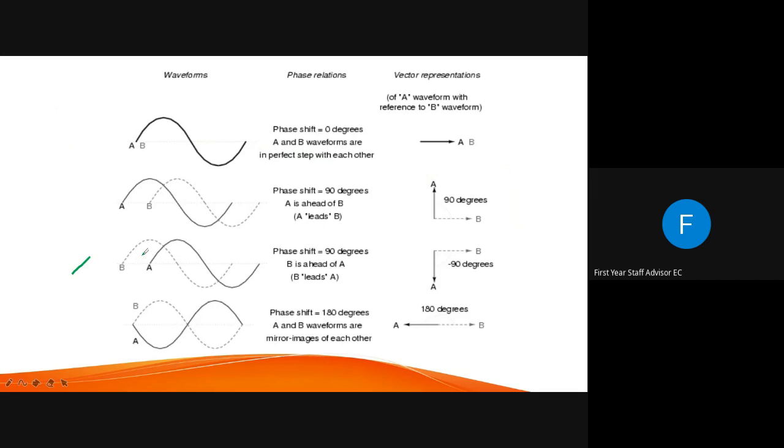And see the third diagram, here B is lagging, A is leading. Sorry, B is leading, A is lagging. So then you have to draw like this. And in the last diagram, the waveforms are completely out of phase. That means 180 degree phase shift is there. So first you draw one of the quantities, A or B, because here B is leading actually. So first you draw B and then 180 degree in the anti-clockwise direction, you have to draw the vector quantity A.